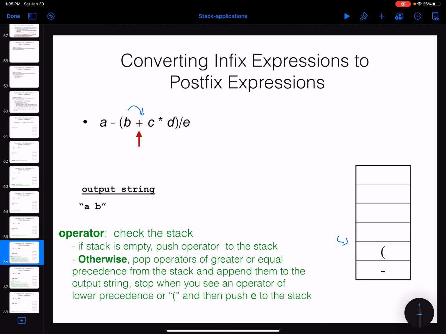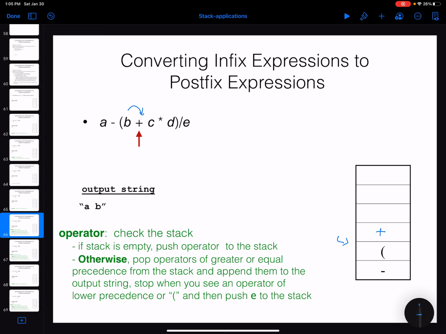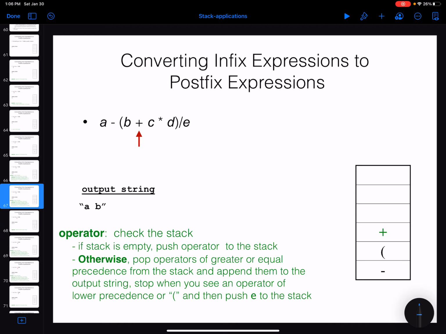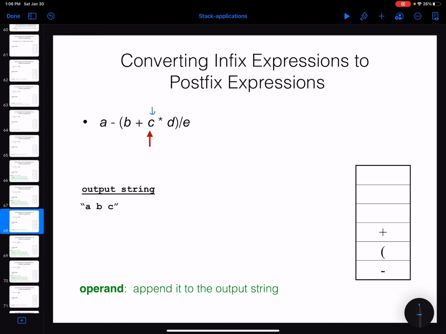the plus inside the stack, and I will wait for the second operand of the plus. And you can see that the second operand of the plus is going to be C multiplied by D. Let's see how we are going to deal with this one. The next token is going to be an operand, right? Our action was, if you see an operand, just write it down in the output. So far I have A, B, C in the output.